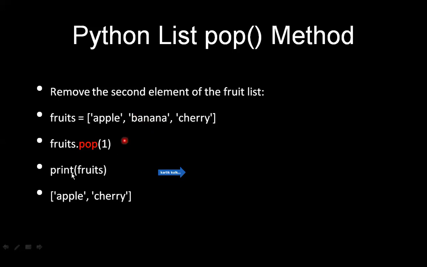And then when I print the fruits, you can notice that you will get the output as apple and then cherry. It means that the banana has been removed from the list. How was the banana removed from the list? Because we are using the pop method. Since we are using the pop method, it helps us to remove any particular element from the given list. So this is all about the pop method.